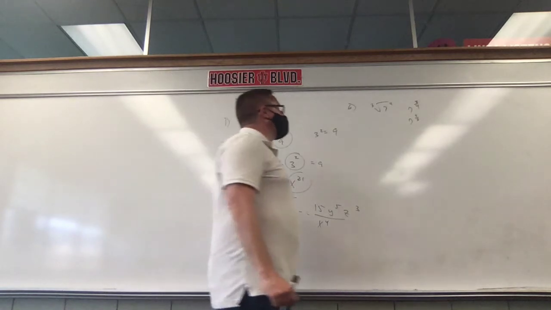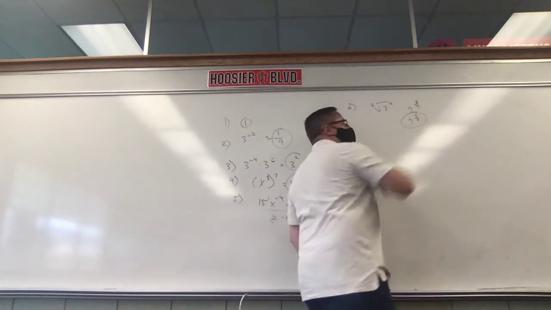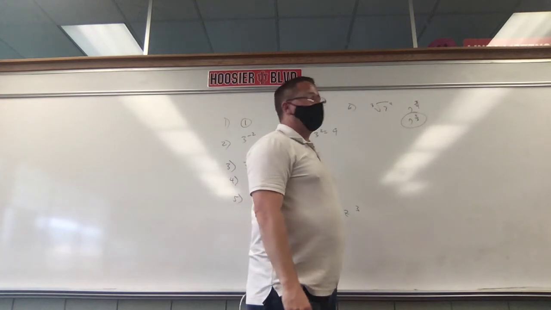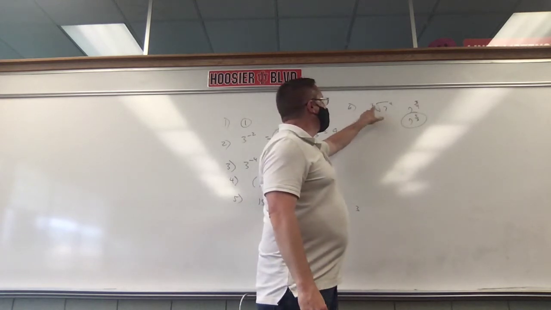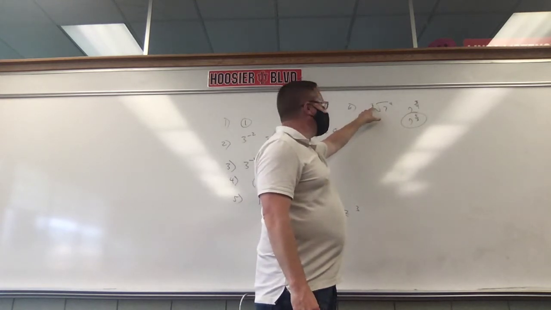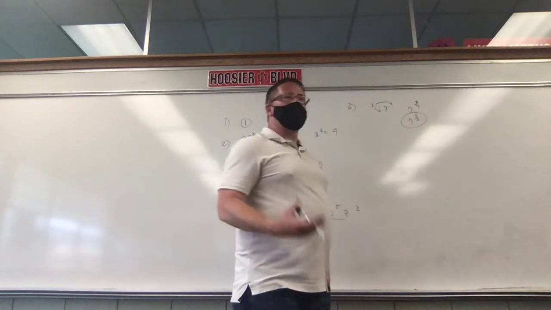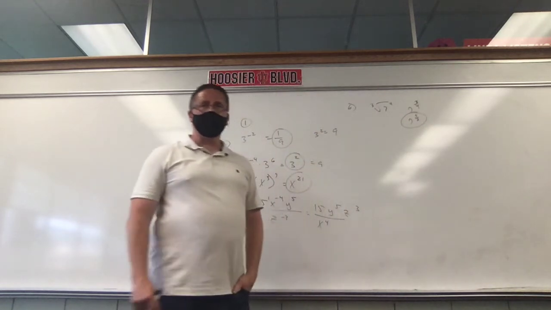Why is it 7 to the 4/3? The way I explained it. Because 3 is the last one. What's the first thing I wrote here? 3. So when you rewrite it, 3 is the last thing. Whatever's first is last. Whatever's first is last.